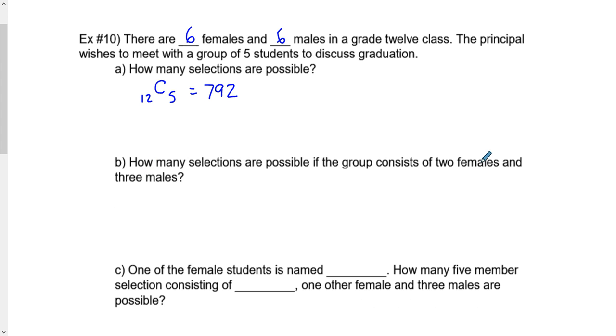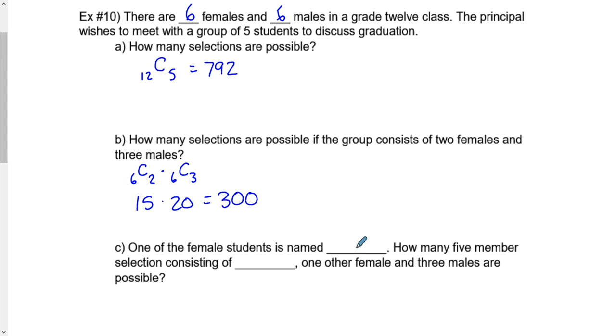Now, if we had to make it uneven, and the group has to have 2 females and 3 males, out of the females we'd be choosing 2 of them, and out of the males we're choosing 3. So 6C2 is 15, 6C3 is 20. So out of this 792 different selections, there'd be 300 of them that would have 2 females and 3 males.